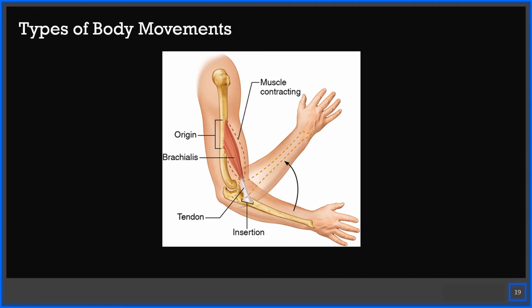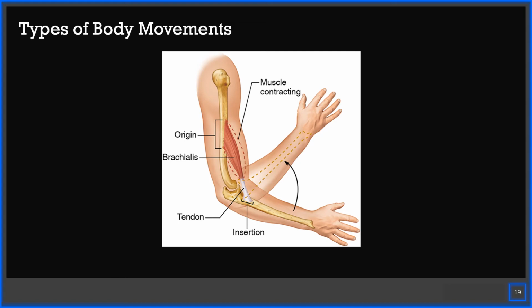Let's talk about some types of body movement. So there are about 600 skeletal muscles in the body, and all are attached to bone or other connective tissue structures at no fewer than 2 points. So we have the origin and the insertion at the very least.